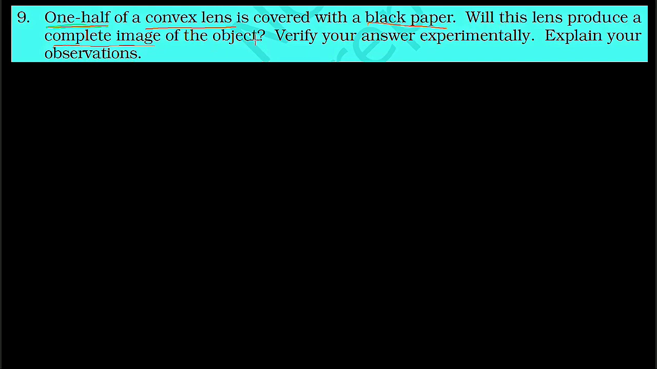So verify your answer experimentally. Explain your observation. Experimentally means we have to actually draw it by ourselves. So before that, we will draw one convex lens. This is one surface and this is the other surface. This is going to be the point.